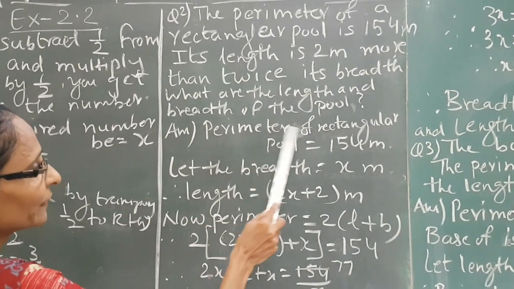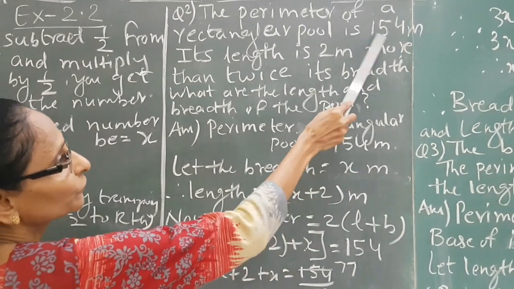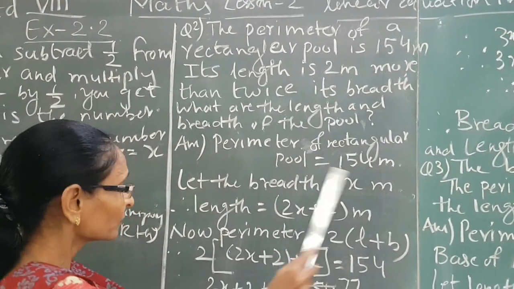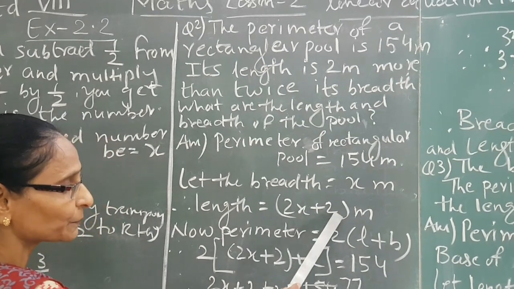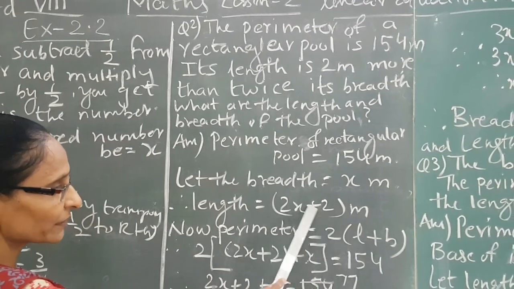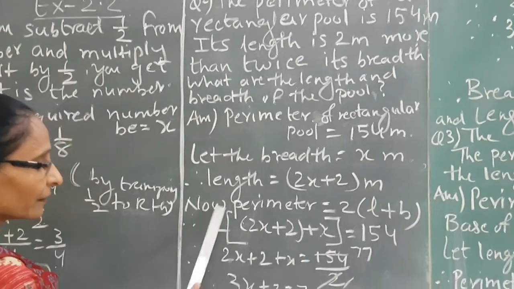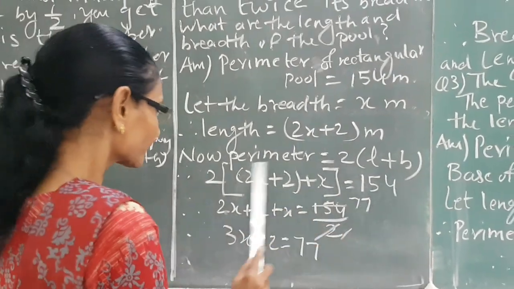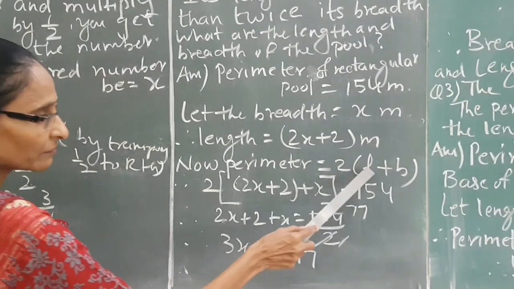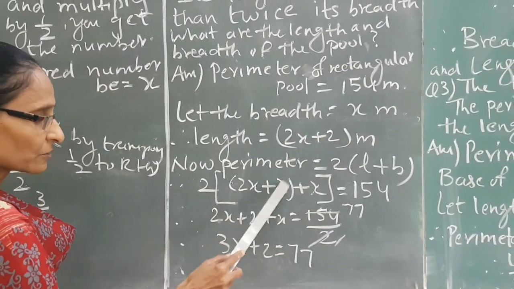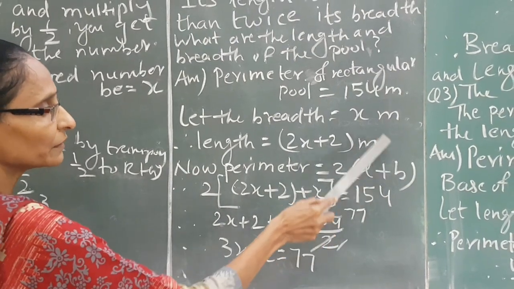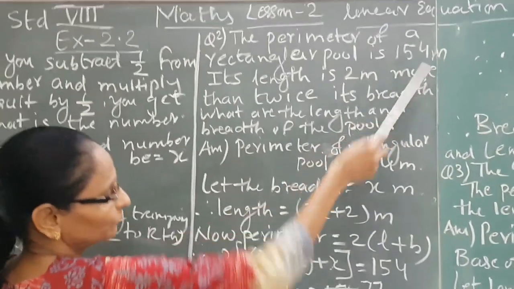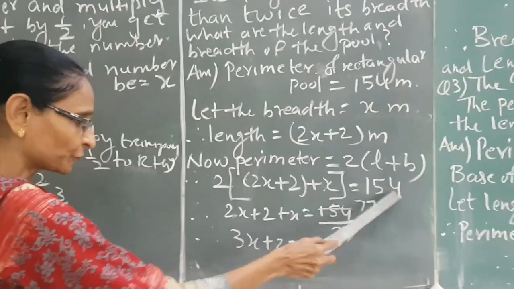So first, the perimeter of the rectangular pool is 154 meter. Let the breadth be x meter. Therefore the length is 2x plus 2 meter. Clear? Now perimeter, what is the formula? 2 bracket L plus B. Therefore 2, what is our L? 2x plus 2, plus what is our B? x, is equal to, what is the perimeter given? 154 meter.